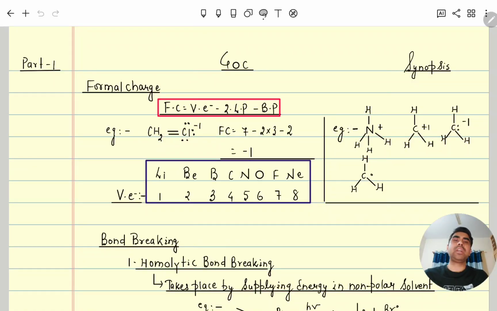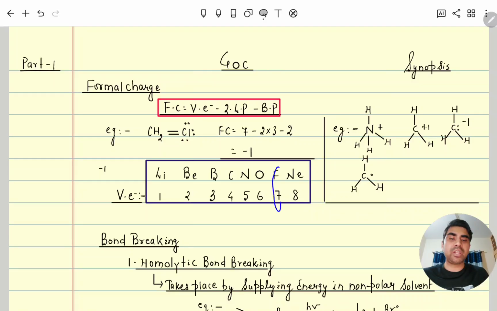Another way we can calculate, which is a shortcut and very effective. Suppose these are the second period elements: lithium, beryllium, boron, carbon, nitrogen, oxygen, fluorine, neon. Lithium is 2s1, so it has valence electron 1. Similarly beryllium 2, boron 3, 4, 5, 6, 7, 8 respectively. Here we are calculating the formal charge, supposing it is not known to you.